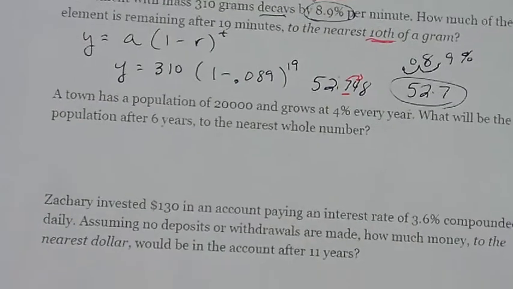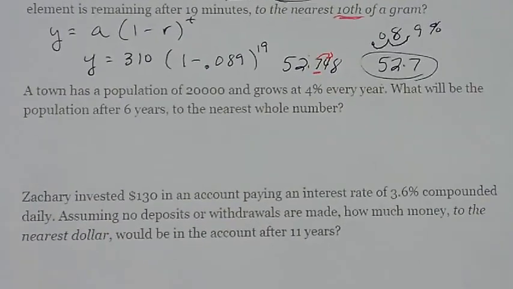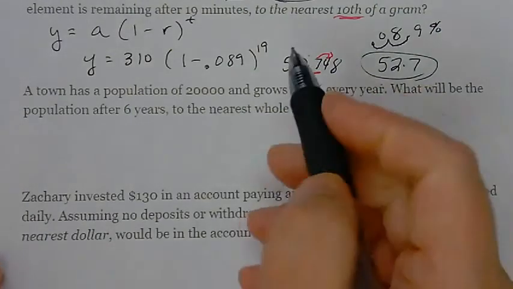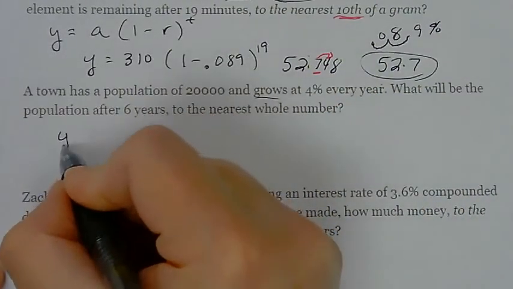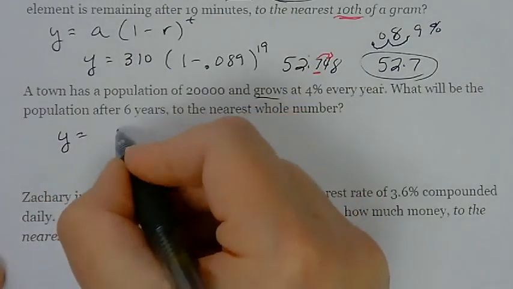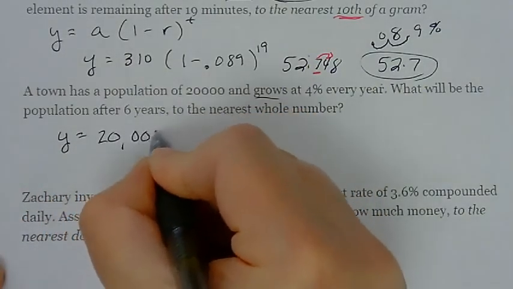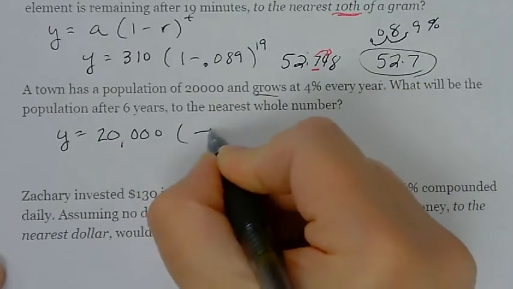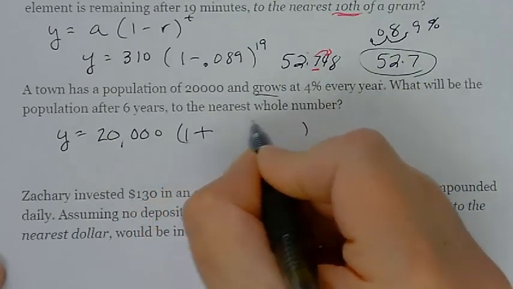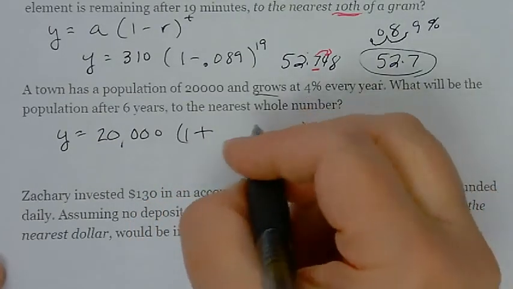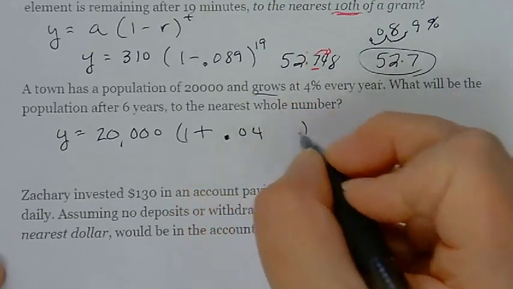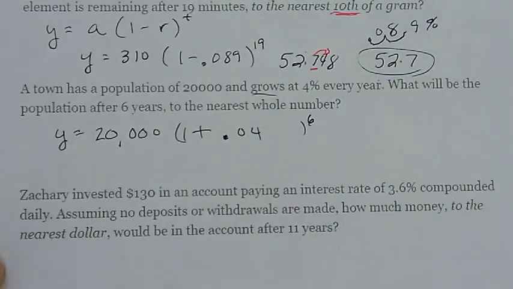So for the next one, why don't you pause the video and see if you can work it yourself and then come back and see how you did. So this one is a growth. So it's going to be y equals 20,000 times 1 plus, and 4% as a decimal would be 0.04, every 6 years.